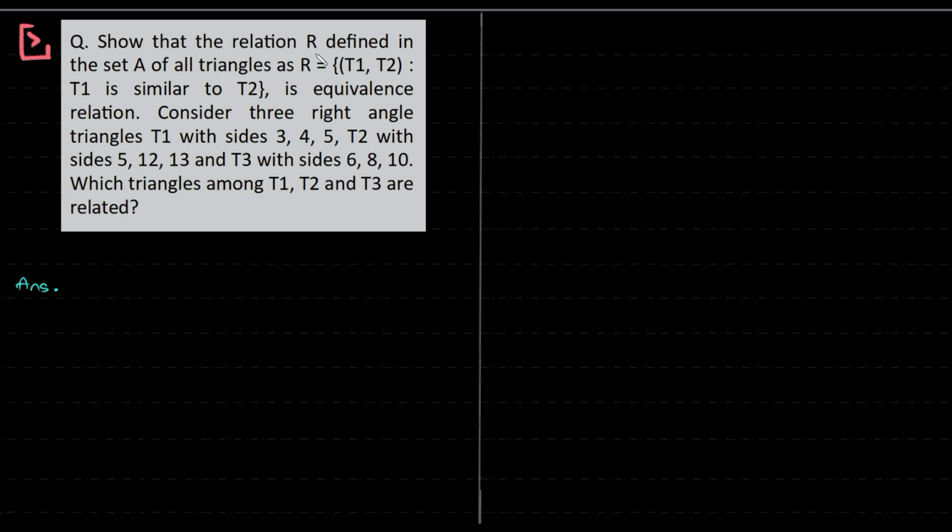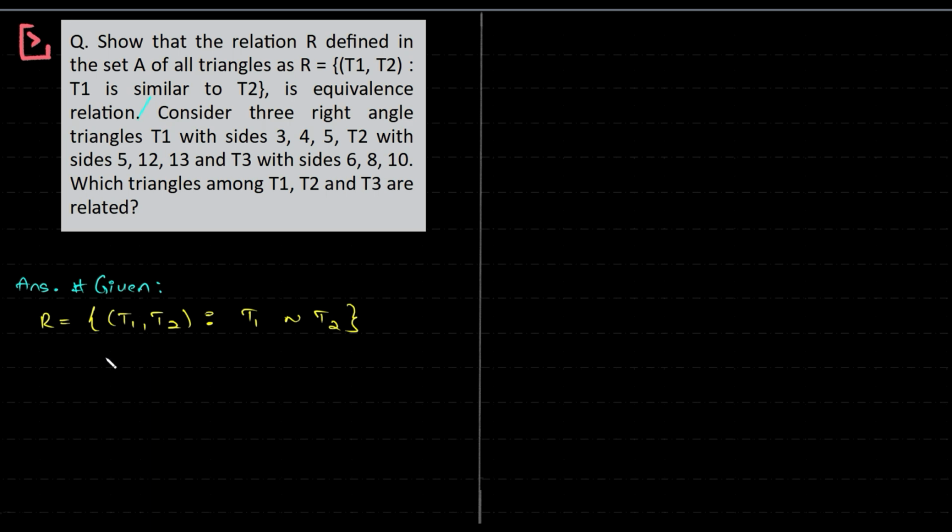Show that the relation R defined in the set A of all triangles as the following is an equivalence relation. So we have to prove that it's an equivalence relation wherein we have T1 and T2. Let me write it as given itself. The relation over here is defined as R = {(T1, T2), where T1 is similar to T2}.